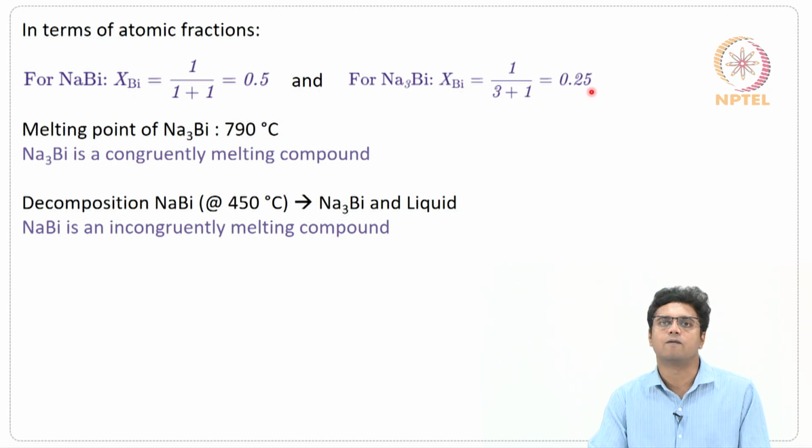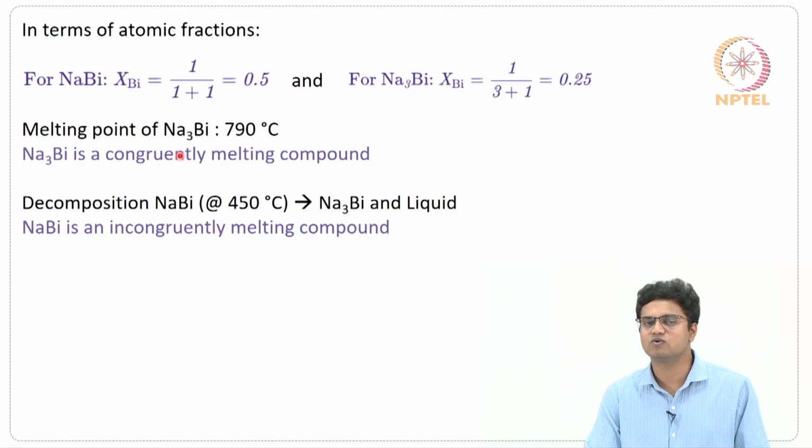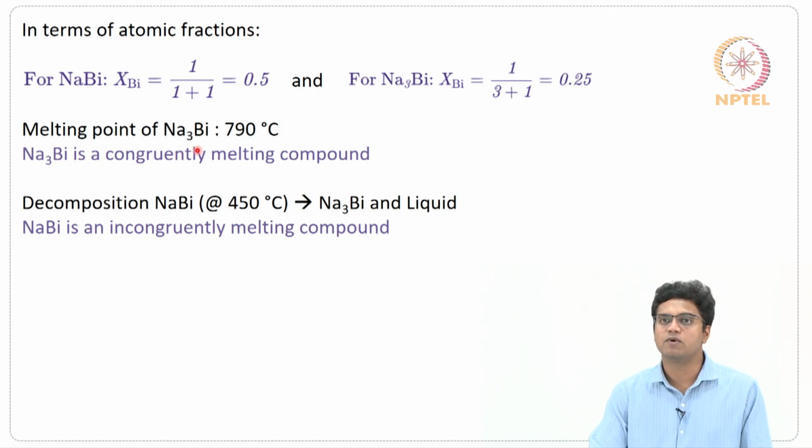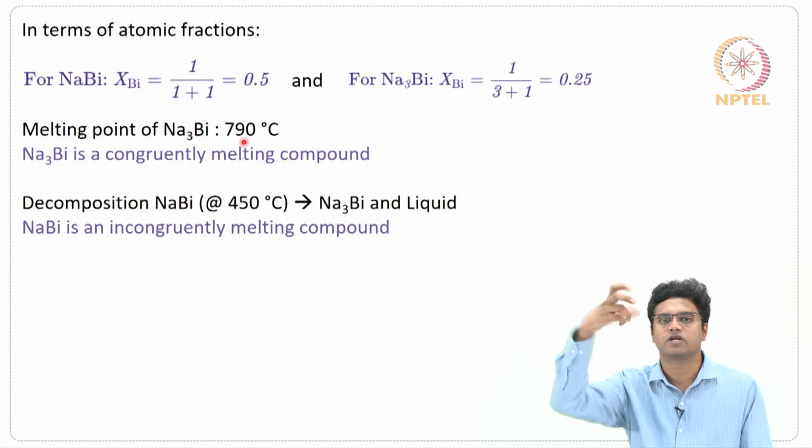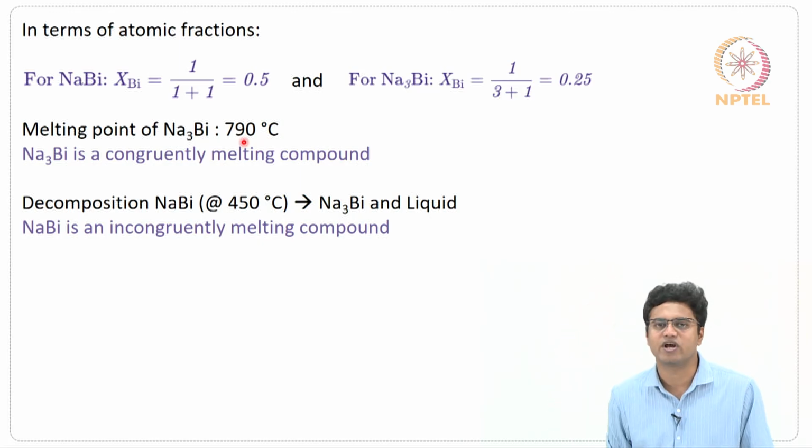Now, Na3Bi melts at 790 degrees Celsius. I mentioned that it melts congruently. Even if the word congruently is not used, you can still consider it a congruently melting compound. Why? Because at 790 when it melts, it transforms into liquid completely. Understand? So that's an invariant point, a melting point, and since it's a compound, it has a unique melting point, different from that of both Na and Bi respectively.